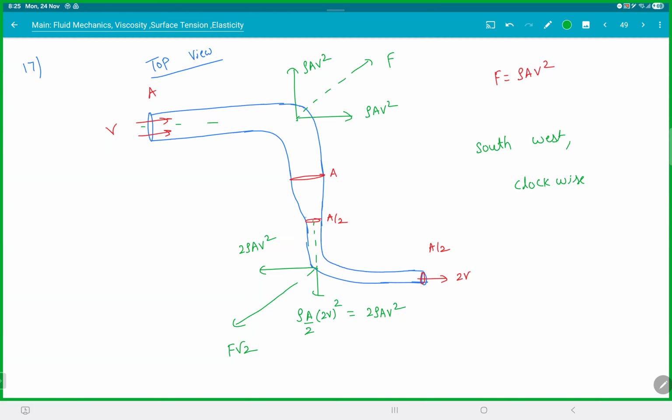Clear with this? The pipe will have a tendency to move that way and rotate this way. It might not move, you will put clamps and everything normally, but it has a tendency to do that. Clear? F root 2 will dominate. So when the pipe becomes thinner, area becomes half, but velocity becomes double. The force becomes double. Clear with that?